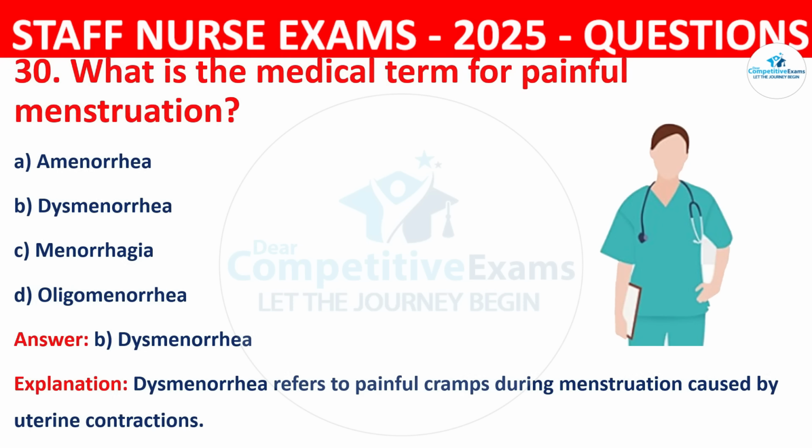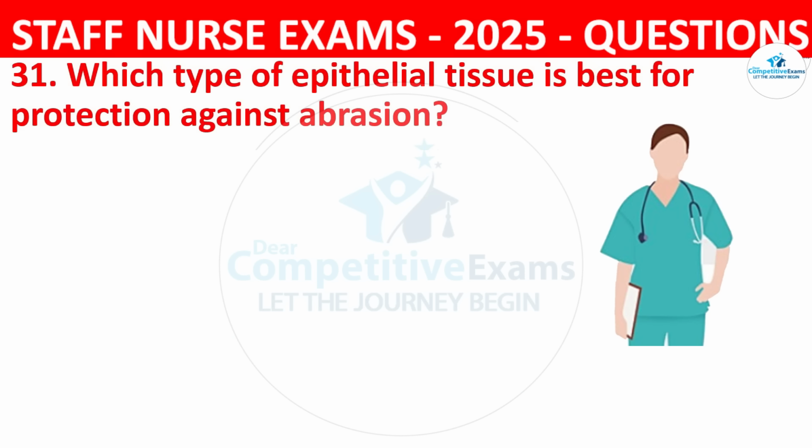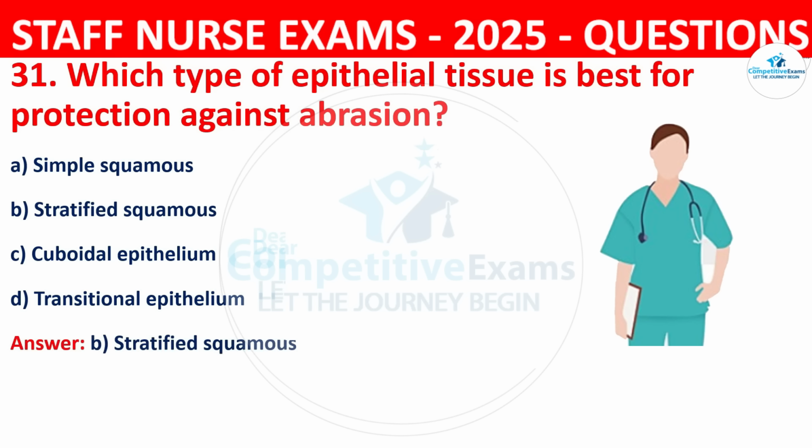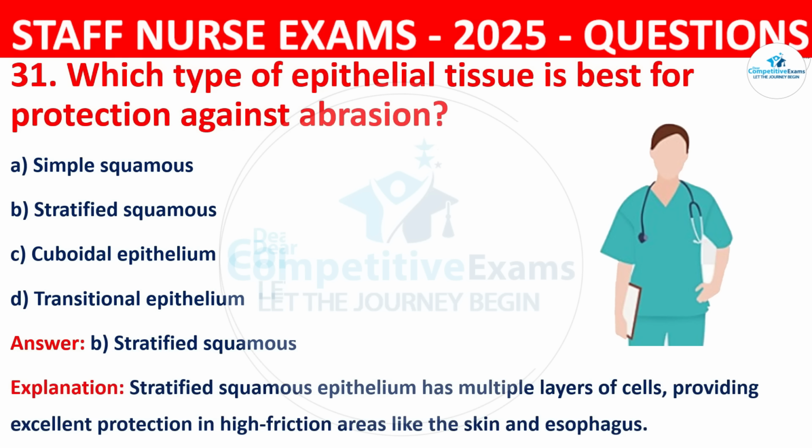Question number 31. Which type of epithelial tissue is best for protection against abrasion? Your options are simple squamous, stratified squamous, cuboidal epithelium, or transitional epithelium. The correct answer is B, that is stratified squamous. Stratified squamous epithelium has multiple layers of cells, providing excellent protection in high friction areas like skin and esophagus.